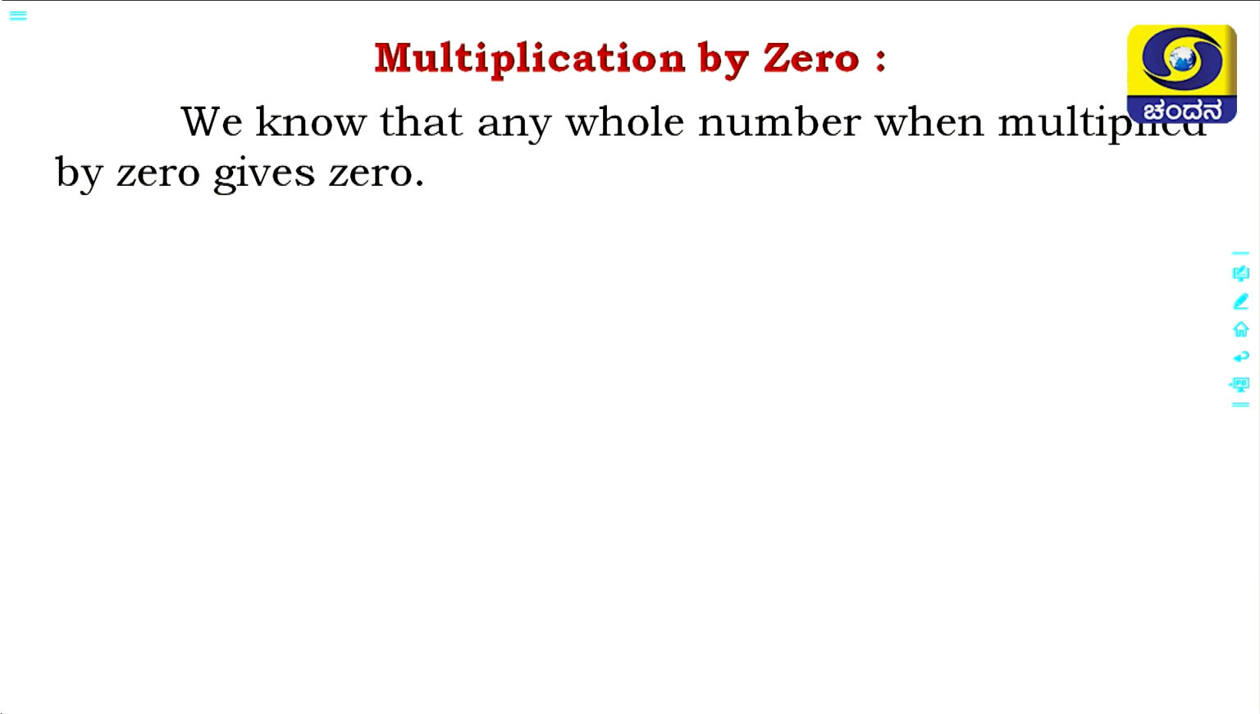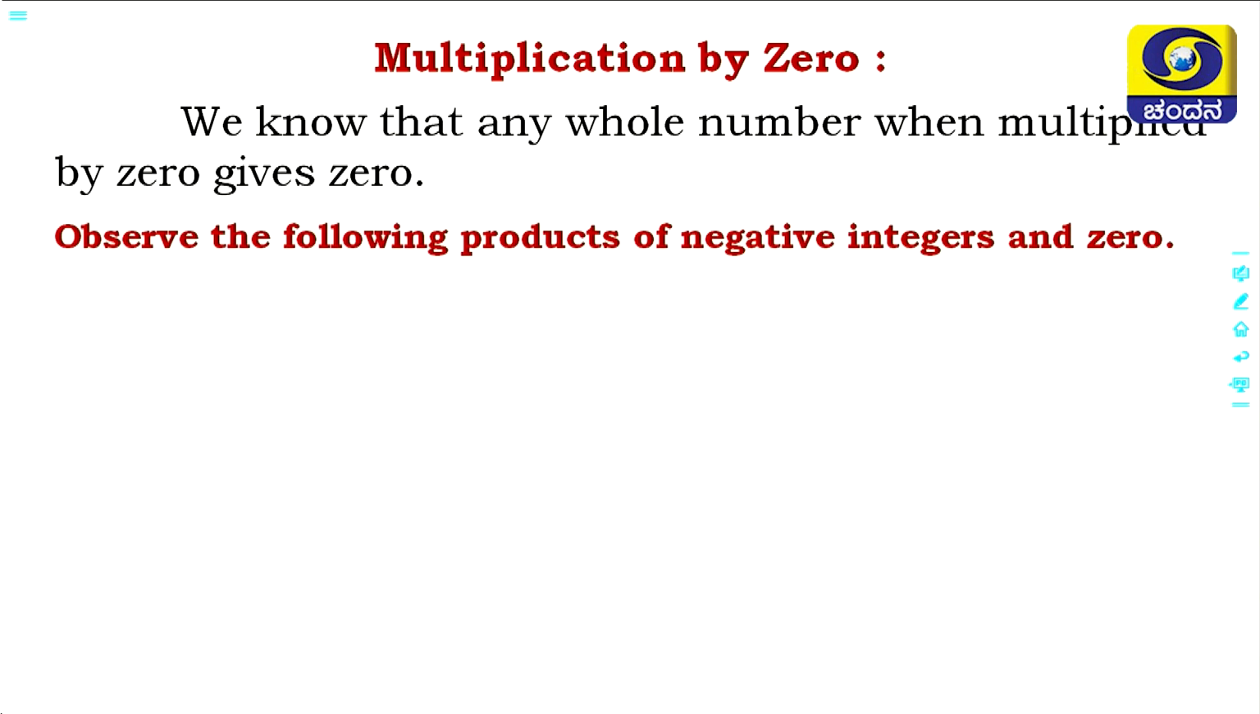Next, multiplication by 0. We know that any whole number multiplied by 0 gives 0. Observe the following products of negative integers and 0.